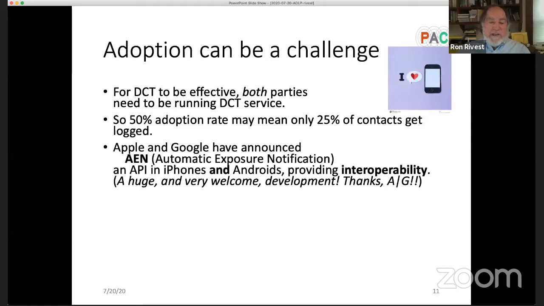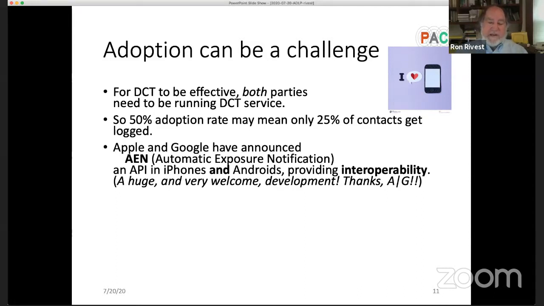To help with this, Apple and Google have done a wonderful thing. They've gotten together, and because some people are going to have Apple phones, some people are going to have Android phones supported by Google, they've announced a common protocol, the Automatic Exposure Notification Protocol, AEN, that's built into the operating system of both Apple and Google. This allows for interoperability between Apple phones and Android phones. And this is a huge and very welcome development. I should give my thanks here to Apple and Google for making this happen. That's just a wonderful step forward.